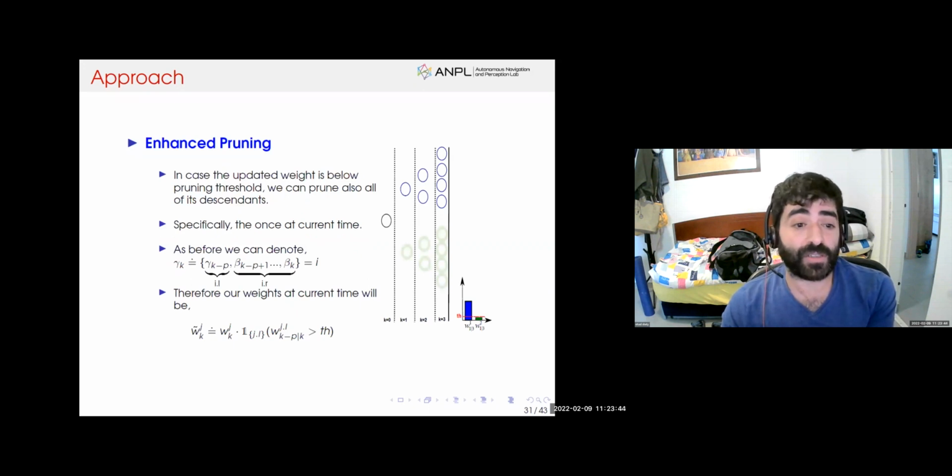Yet, one should consider that in case part of the updated weight values are below threshold, this would mean that all of the descendants of the pruned hypothesis, and more specifically the descendants in current time, can be pruned as well. If we look again at our example, if we do the reevaluation, the green hypothesis is now below threshold, which means that all this spanning tree of the GMM can be pruned as well.